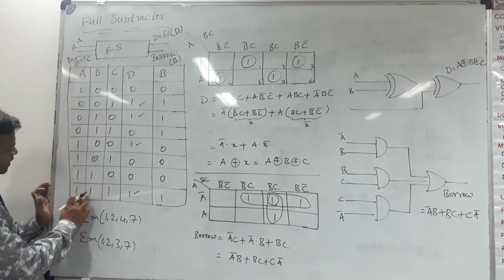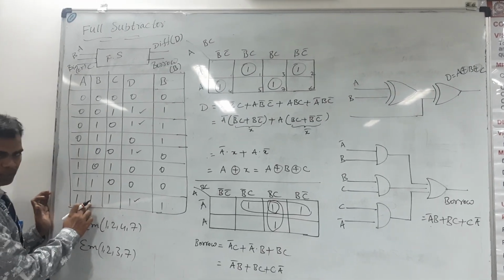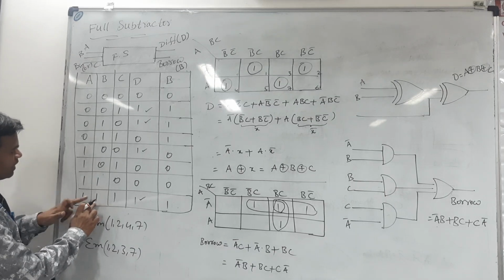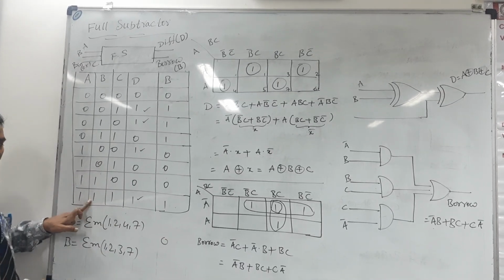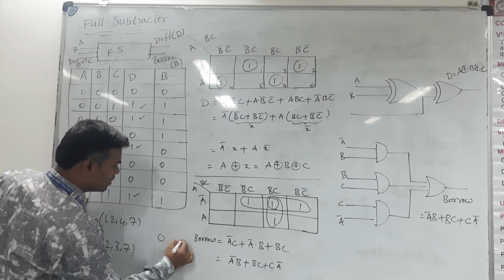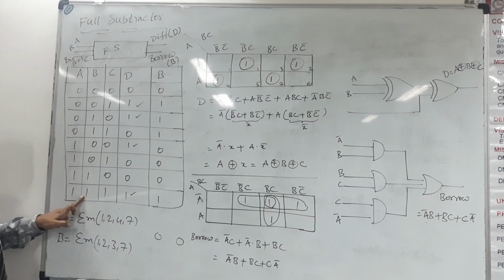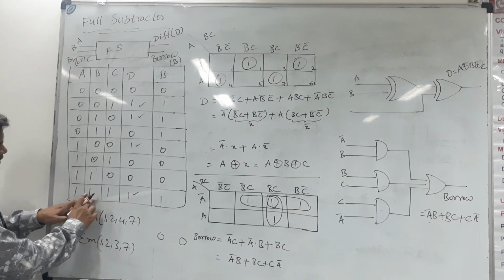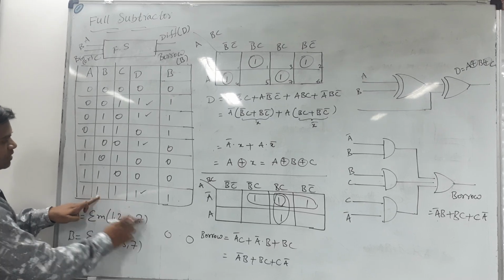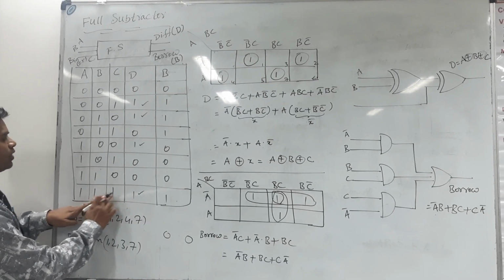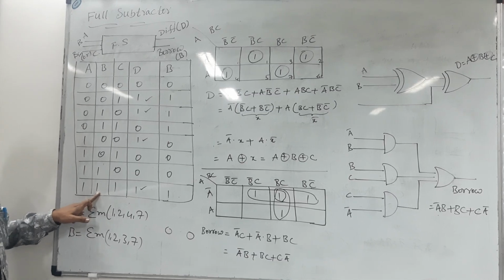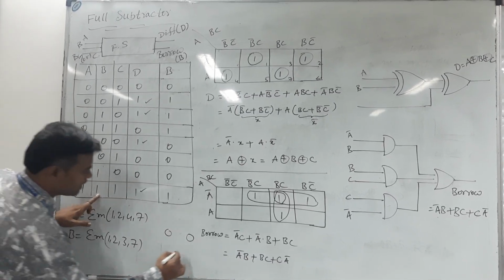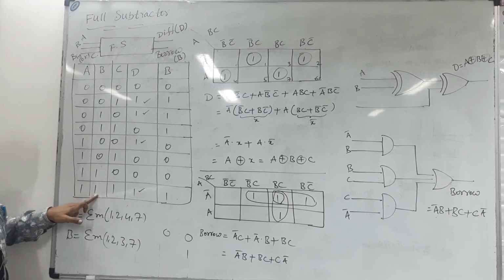Okay, first you subtract these two. 1 minus 1, the difference is 0, you write the difference here. For this subtraction, is any borrow required? Not required, so you put the borrow as 0. Next, this difference is 0. Next one is 0 minus 1. Is the subtraction possible? Not possible. Then you take a borrow, that's why you make the borrow equal to 1.